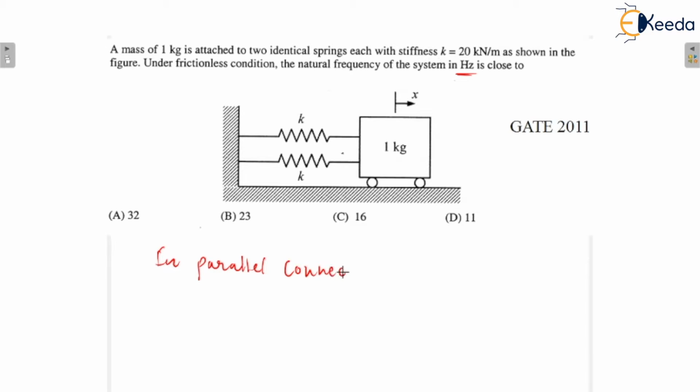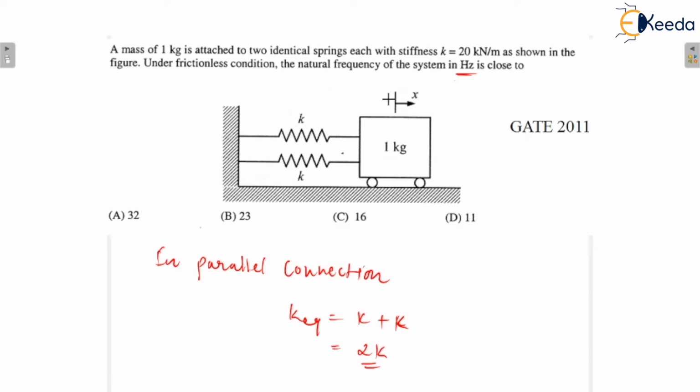So in parallel connection, equivalent stiffness would be equal to K1 plus K2. That means K plus K. Both are having same stiffness, so that would be 2K. So this is a simple question. So you just have to find out the natural frequency formula.